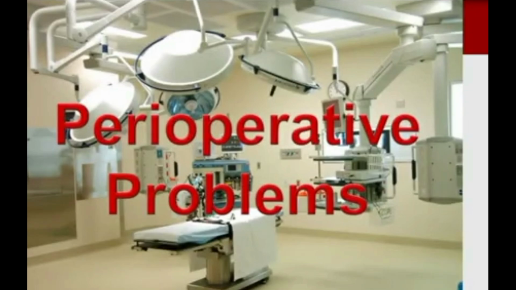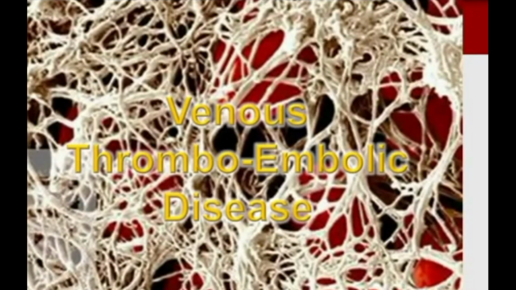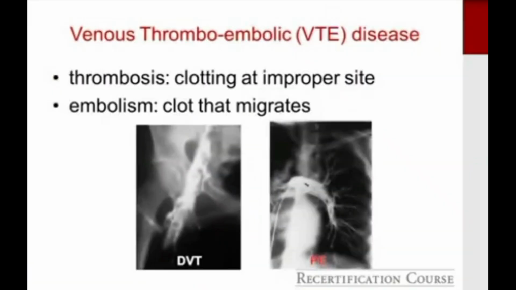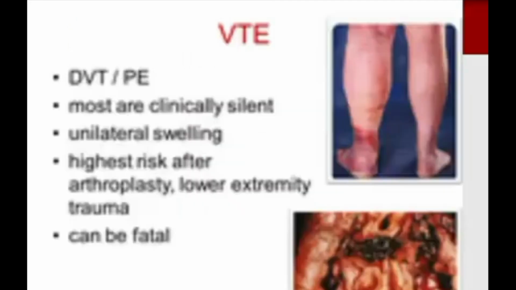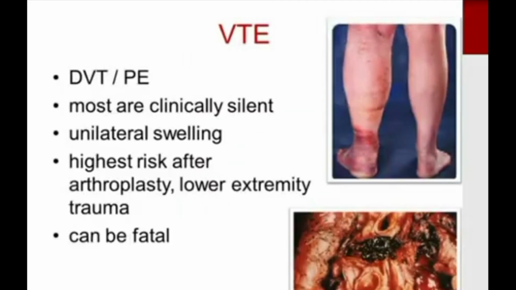So now to talk about perioperative problems. Probably the one that's most pressing to orthopedic surgeons is venous thromboembolic disease, or DVTs, PEs. Here you have thrombosis, which is clotting at an improper site, or embolism, which is a clot that migrates. So VTE, which would include DVTs and PEs, most are clinically silent. People will develop these without you even knowing it. But if you do have clinical symptoms, a lot of times you'll have unilateral swelling. The highest risk for VTE is going to be after arthroplasty or lower extremity trauma. These can be fatal, as suggested by the picture at the bottom right.